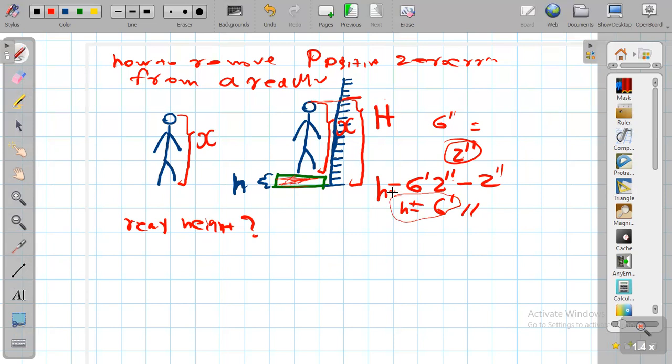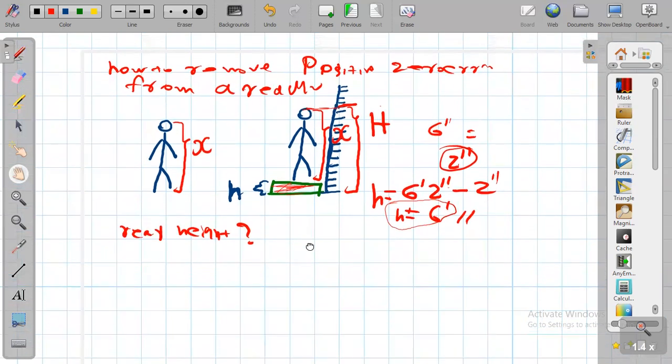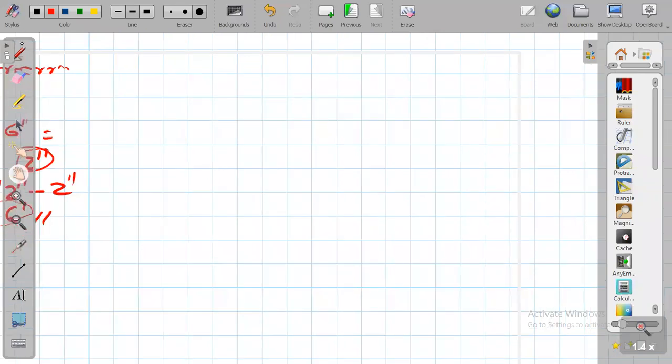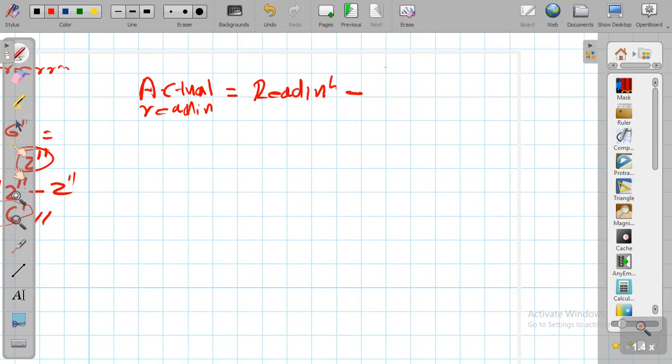Understand? In this type of pre-occupied measuring, you have to subtract that. This is the basic method. So in that case, what you have to do: actual reading equals what? Reading minus zero error.